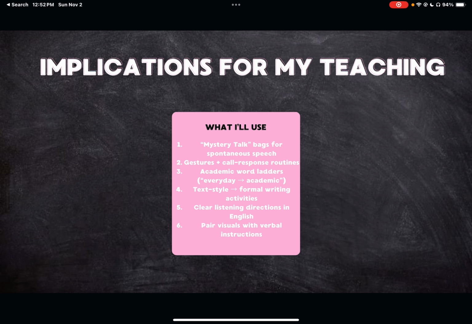And so if I were teaching, here are a few techniques I'd apply right away. I would use the mystery talk bags to spark some spontaneous speech and curiosity, then incorporate gestures and call and response for engagement and pronunciation purposes. And then create word ladders that help students shift from everyday terms to academic ones. And then encourage text style summaries that transition into more formal writing. Practice listening routines in English so students understand classroom directions. And then finally, always pair speech with visual or actions, especially for the younger learners. These small strategies really do build confidence and keep lessons interactive and support both language and content learning.